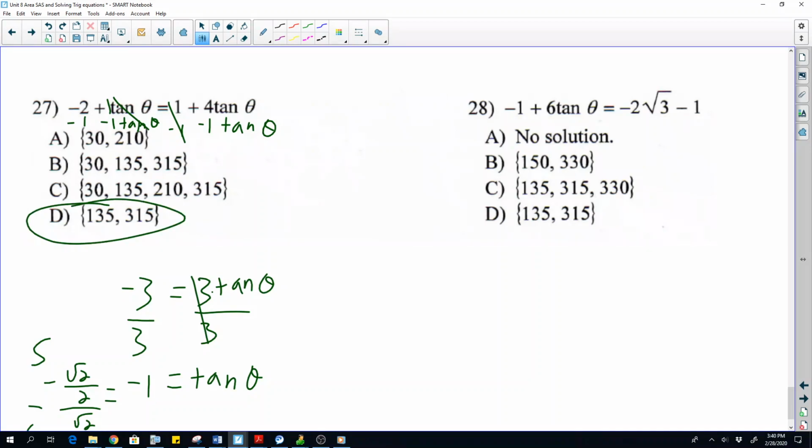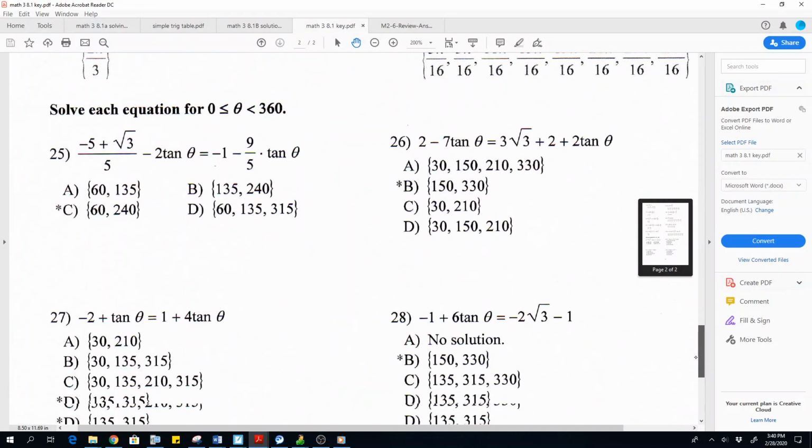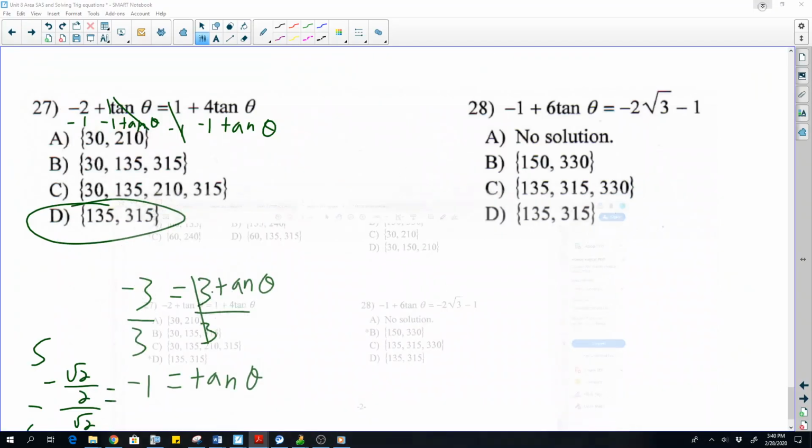Nice. Why is it in every answer? Because they're extra stuff, maybe, I guess? Yeah, so 27 is D. Let's double check there. Yep, 27 is D.